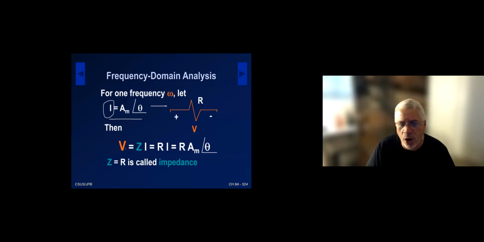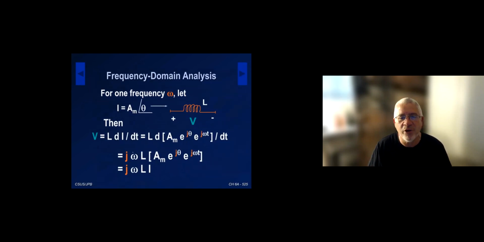And we say that Ohm's law, the voltage, again, capital V, the phasor voltage, is resistance times the current. So it's R A_m at an angle theta. We're going to define now the ratio of the phasor voltage to the phasor current as the impedance. Of course, for the resistor, the impedance is the resistance of the resistor, so it's the same. But you're going to see the difference when we do inductors and capacitors very shortly. So for the resistor, the impedance of the resistor is the resistance. And so there's not a whole lot that has changed here.